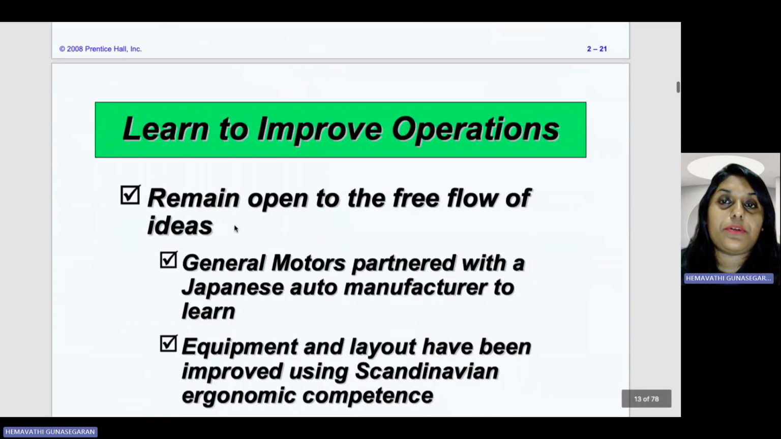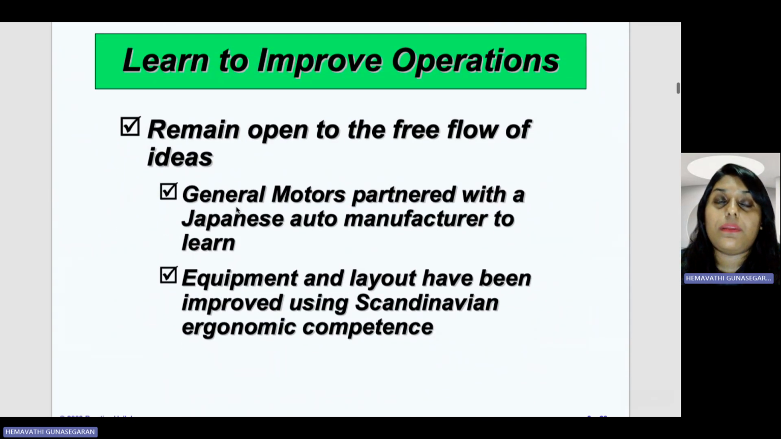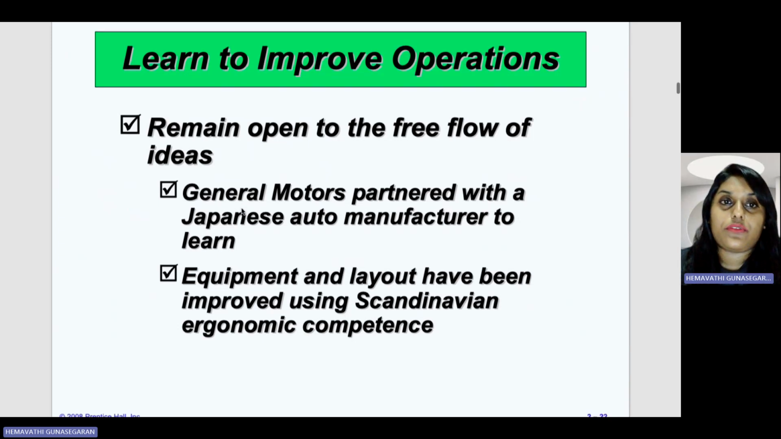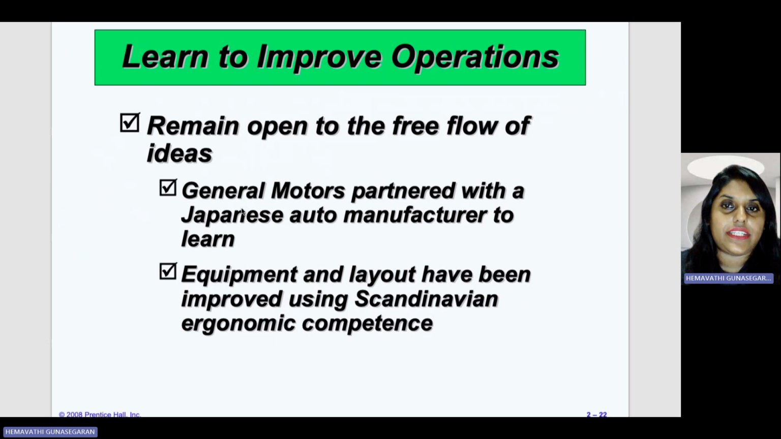And then we have learned to improve operations, right? When we are going to globalize our company, we have the tendency to improve our operations, because there are multiple differences in terms of different countries. So we are going to learn to improve operations, remain open to the free flow of ideas. For instance, General Motors partnered with a Japanese auto manufacturer to learn, and equipment and layout have been improved using Scandinavian economic competence. Right? These are some of the examples. How are you going to relate to another company, to another country, in order to ensure that you are going to get free flow of ideas, free flow of knowledge, right?